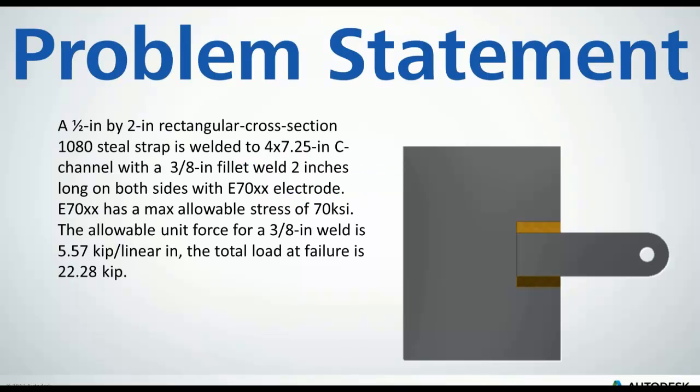I'm going to present these more in a problem statement sort of thing, like doing basic homework in college. Our first problem statement is that we are working with a 1/2 inch thick by 2 inch rectangular steel strap, which is welded to a C-channel with a 3/8 fillet. The welds are 2 inches long, and we're using E70 electrode. The premise of our problem is that the max allowable stress for the E70 is 70 KSI, so we're going to use the maximum force that the weld can sustain, up to failure, and see if we actually get failure in our model.